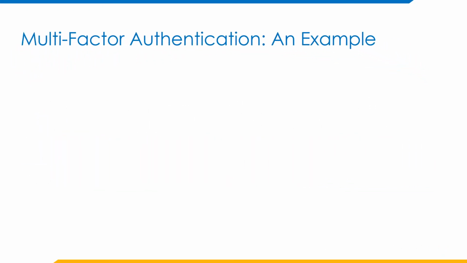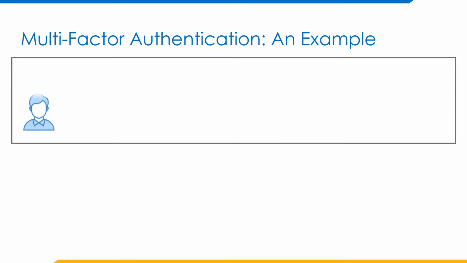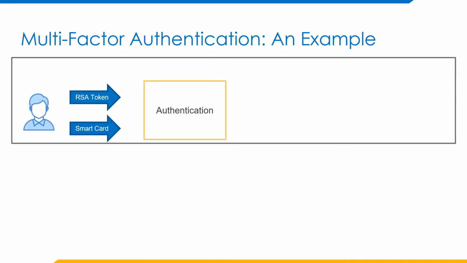Consider the following scenario. A user logs into a system using an RSA token and a smart card. It is important to understand that two separate categories of authentication factors are required to make up the two-factor authentication system. The RSA token and the smart card are both possession-based factors and may compromise the security of the system if they are lost or stolen.